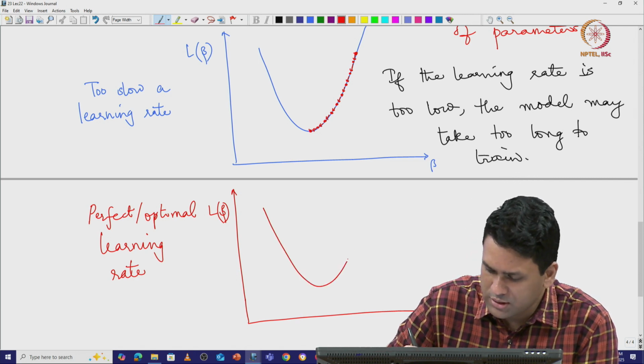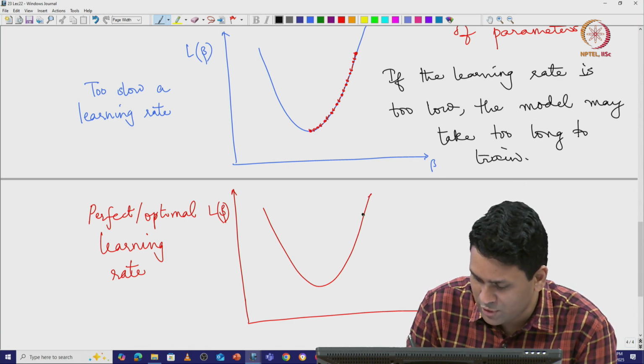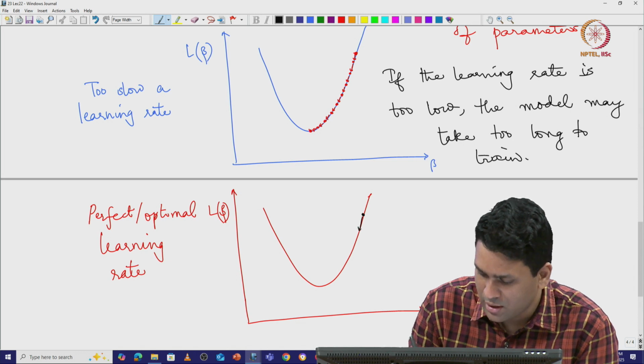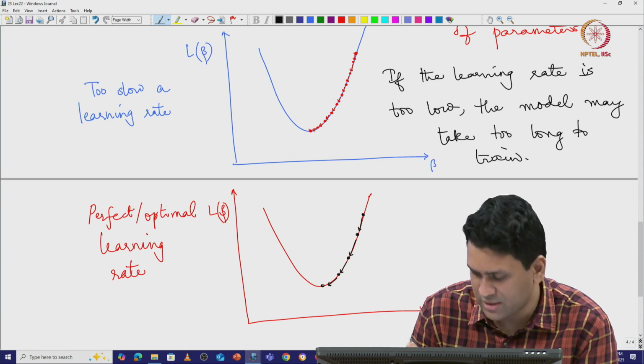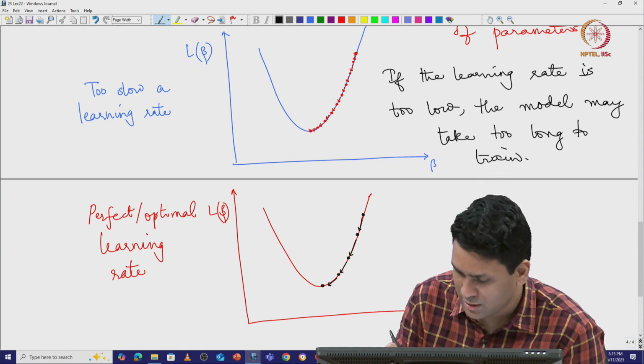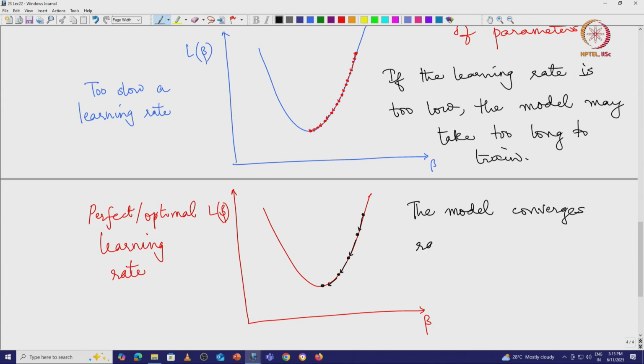So again the curve looks something like this, and you start again here, but this time your learning rate is optimal, so you are taking bold and broad steps, and finally within fewer iterations than in the previous case you have reached the local minimum. So here the model converges rapidly to the optimal set of parameters.